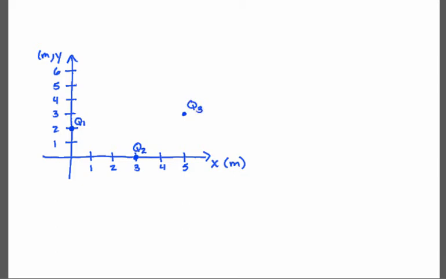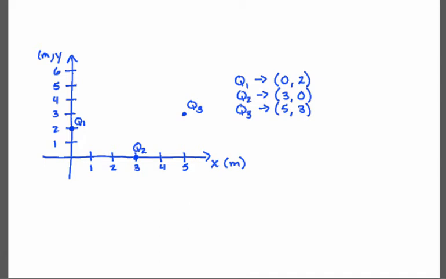So if I wanted to write the locations of each of these, for charge 1, the location is 0 in the x direction, 2 in the y. For charge 2, it is 3 in the x direction, 0 in the y. And charge 3, 5 in the x direction, and 3 in the y. Just in case you're having trouble reading that.